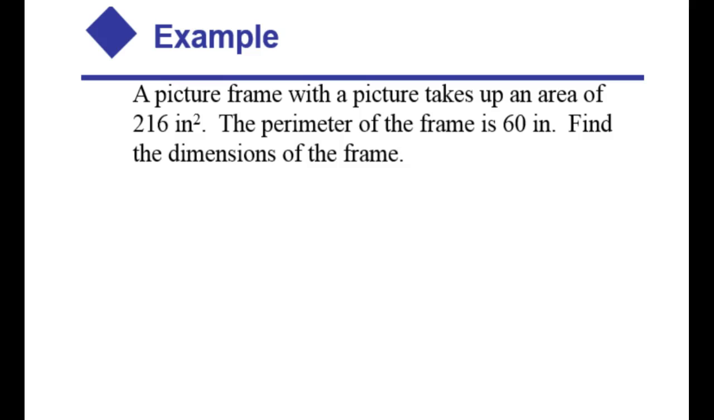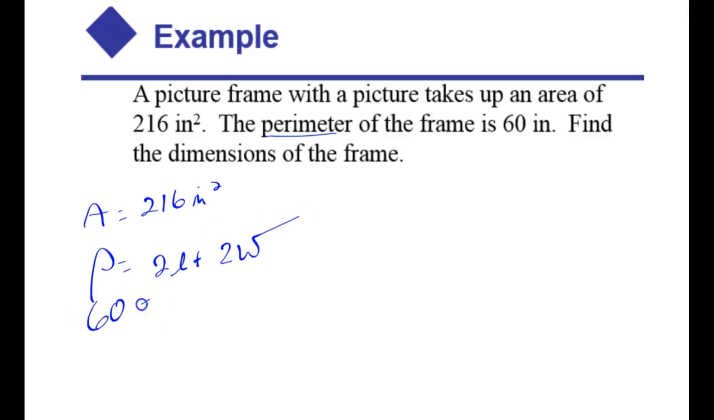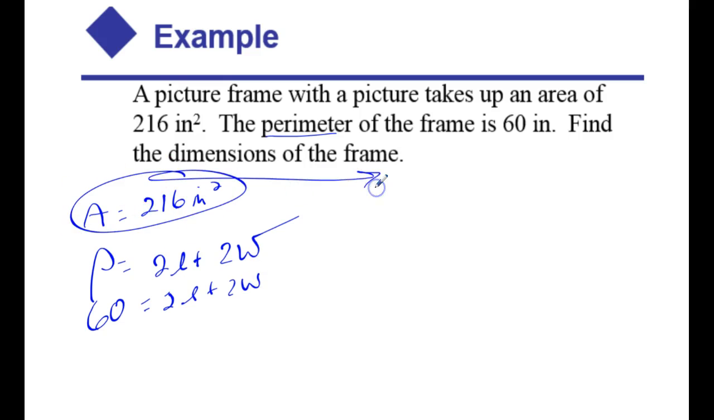An application to this would be this word problem where you have a picture frame and you're given that the area of this picture frame is 216 inches squared. The perimeter, which is defined as twice the length plus twice the width of the frame, is 60. So it's kind of saying 60 is twice the length plus twice the width. Oh, and this guy really means that the area, 216, is equal to LW. So look at this. I think I have my systems.